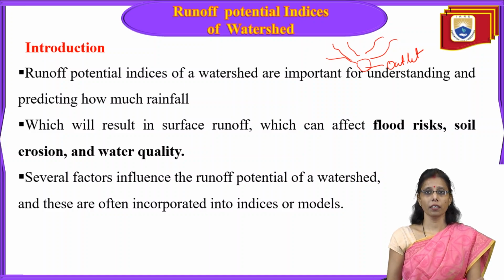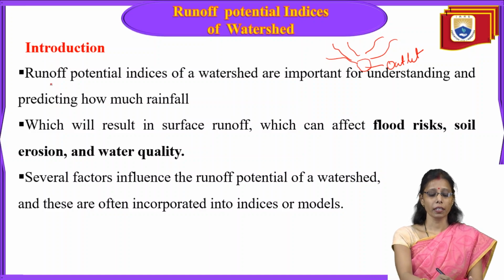In places where conservation of water is required, those places are called watersheds. How watershed management practices can be followed is based on this runoff relationship. First of all, runoff potential indices tell us what kind of runoff is occurring, whether it is based on high intensity rainfall or low intensity rainfall. That is what we are going to learn today.